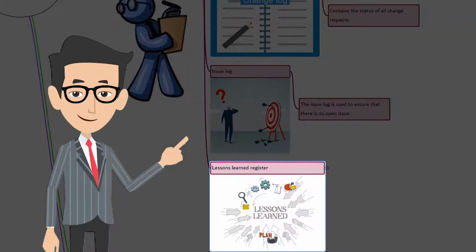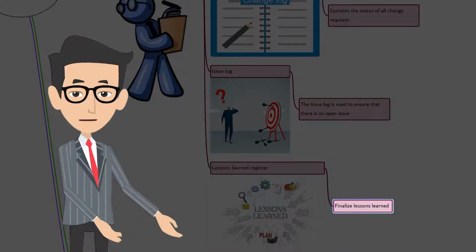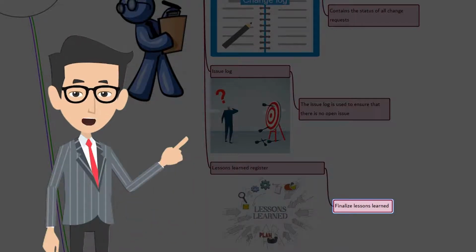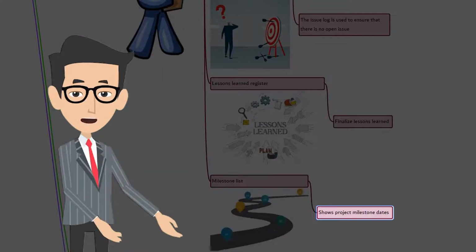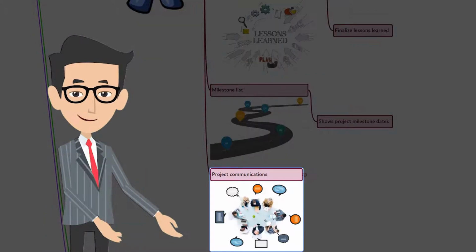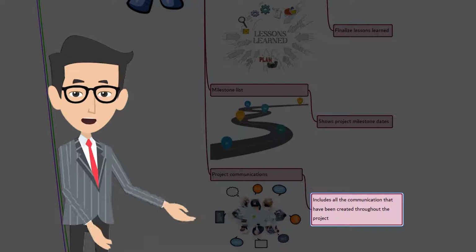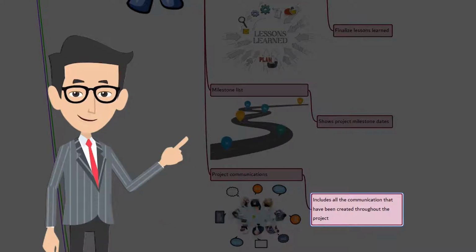Lessons learned register. The lessons learned of the phase or the project get finalized before moving into the lessons learned repository. Milestone list. The milestone list shows the final date on which the project milestones have been accomplished. Project communication. Project communication includes any and all communication that has been created throughout the project.